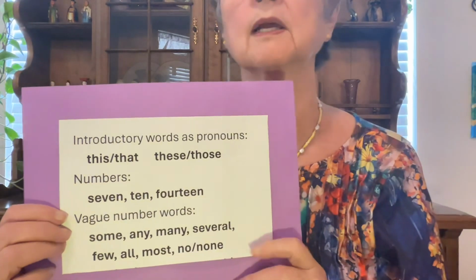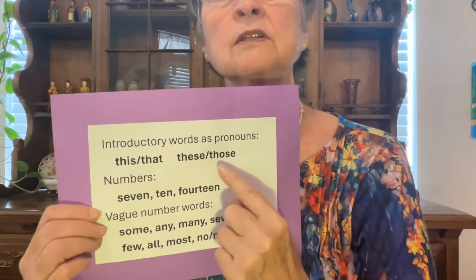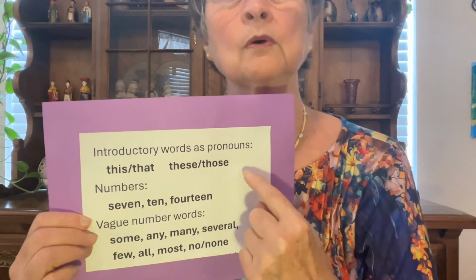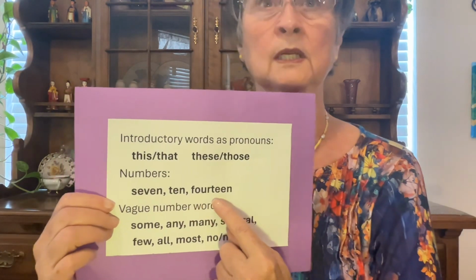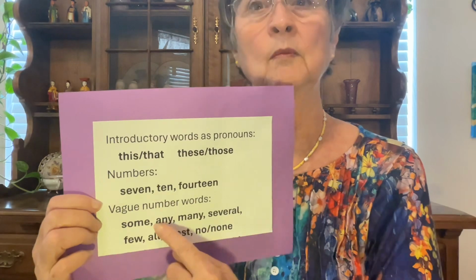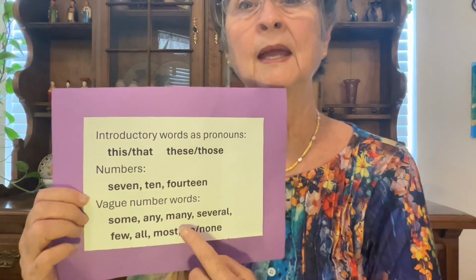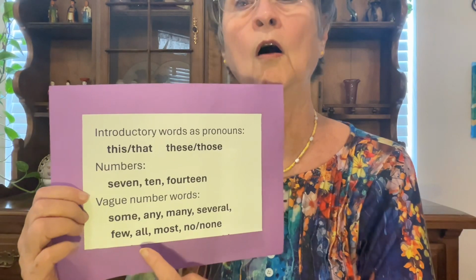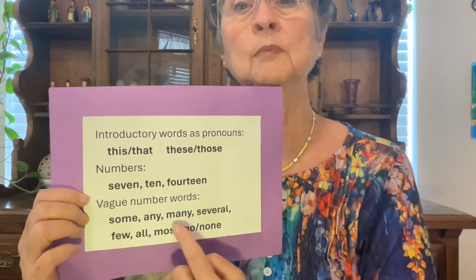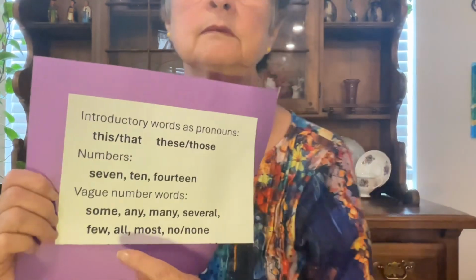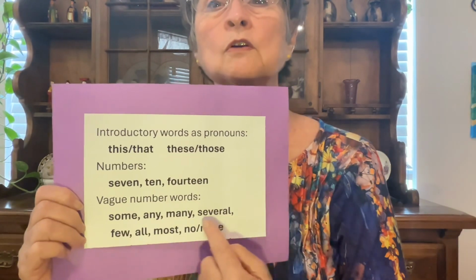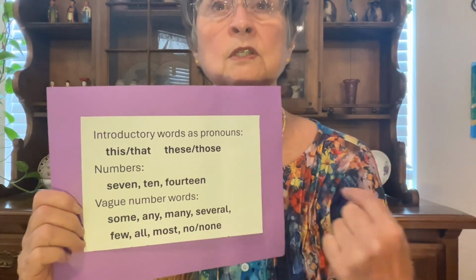Okay, we also have introductory words as subject pronouns. Remember this, that, these, and those can be introductory words to a noun. Numbers can introduce nouns like 7 or 10 or 14. Then we have these vague number words like some, any, many, several, few, all, most. No and none I put together because they form a sort of a connection. So these can be the subject of a sentence, but they can also introduce another noun as we studied before.